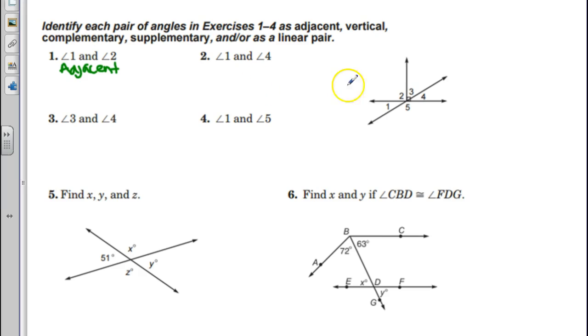Number 2 says compare angle 1 and angle 4. So there's angle 1, and here's angle 4. And they are vertical angles, so no common side. They don't have any adjacent sides. They're not adjacent angles, and they share a vertex. I have two lines that intersect. So let's write down vertical angles. Yay. Okay, so number 3.